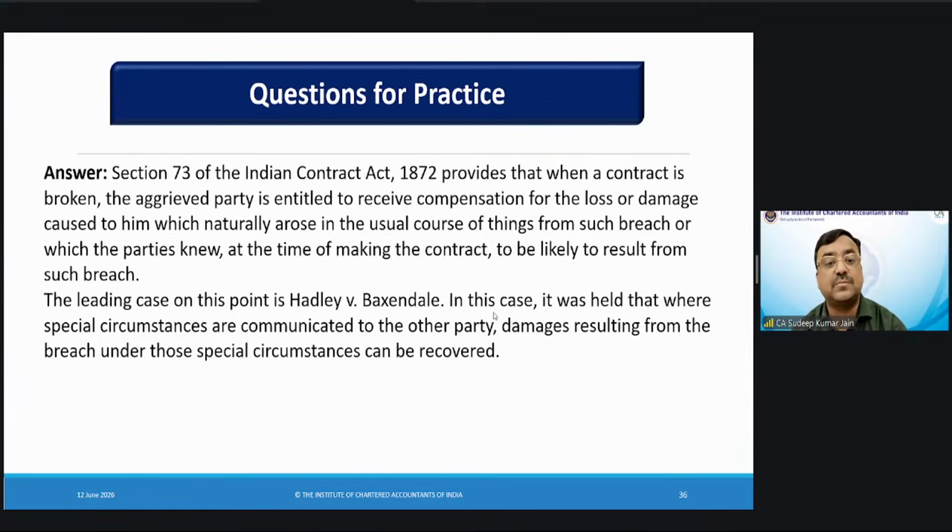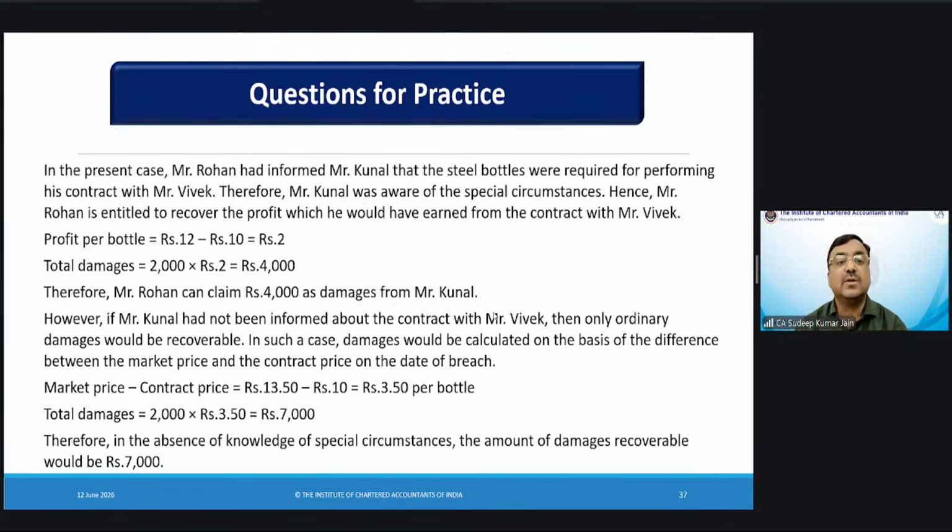The leading case on this point is Hadley versus Baxendale. In this case, it was held that where special circumstances are communicated to the other party, damages resulting from the breach under those special circumstances can be recovered. So in the present case, Mr. Rohan informed Mr. Kunal that steel bottles were required for performing his contract with Mr. Vivek. Therefore, Kunal was aware of the special circumstances. Hence, Mr. Rohan is entitled to recover the profit which he would earn from the contract with Mr. Vivek. That is 4,000. This is additional.